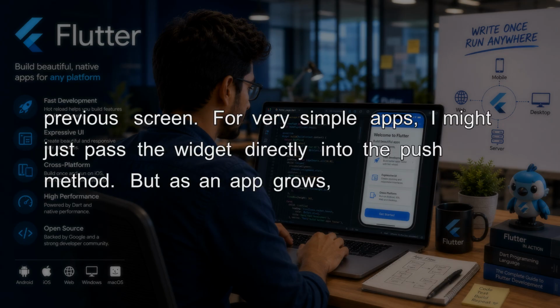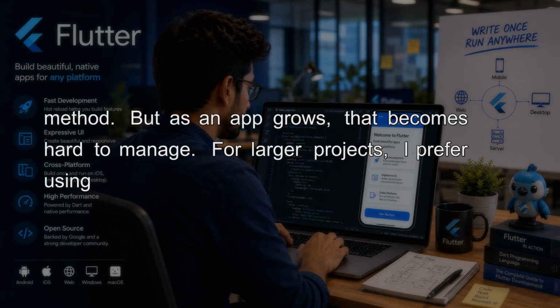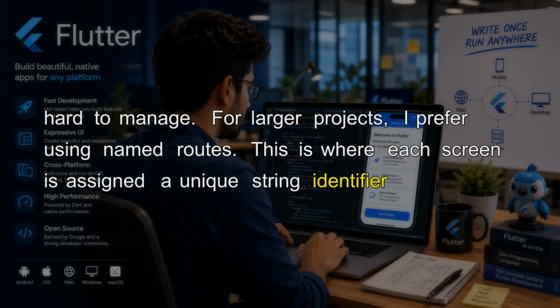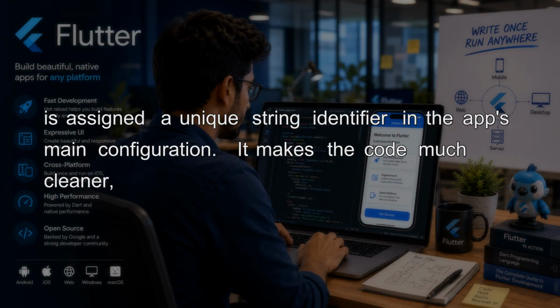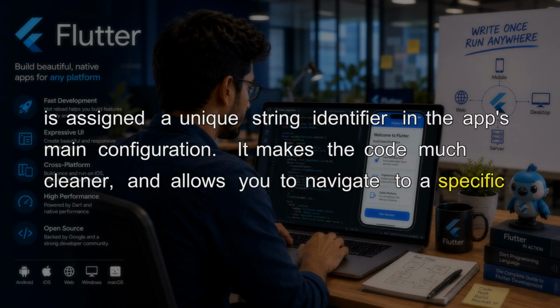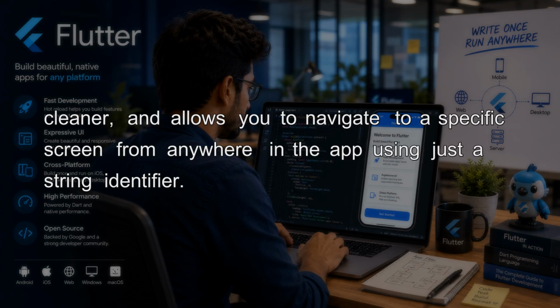But as an app grows, that becomes hard to manage. For larger projects, I prefer using named routes. This is where each screen is assigned a unique string identifier in the app's main configuration. It makes the code much cleaner and allows you to navigate to a specific screen from anywhere in the app using just a string identifier.